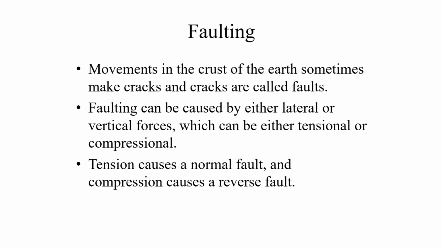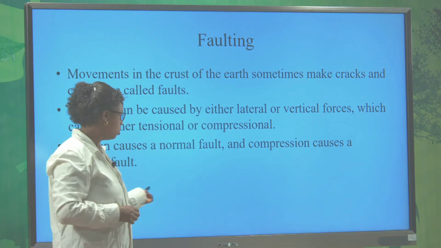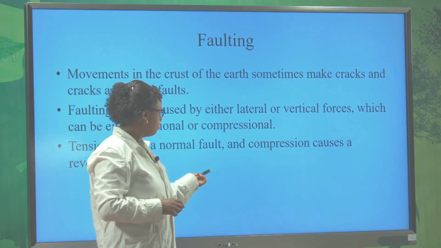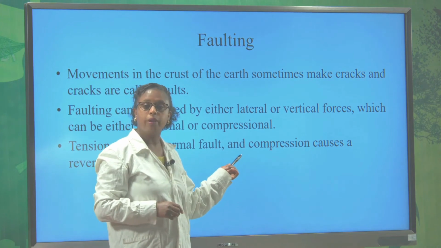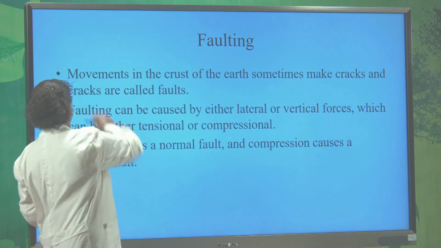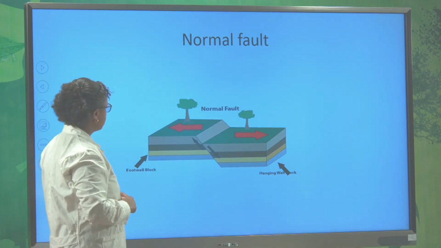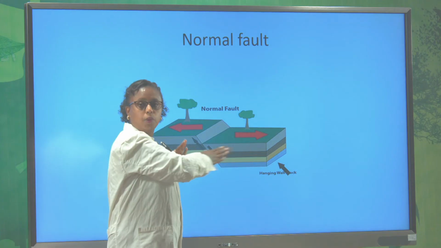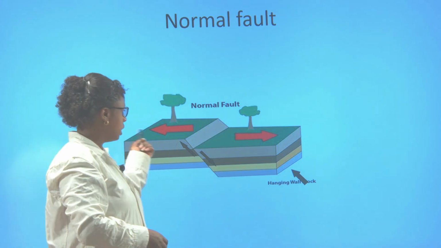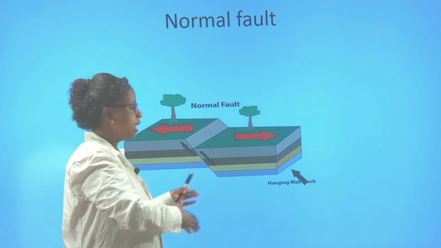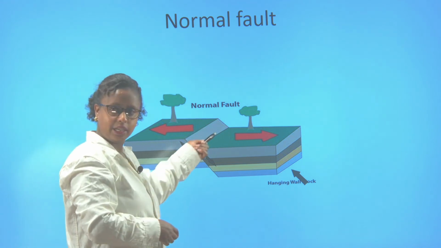When the faulting is created because of the tensional force, we call it normal fault. When the faulting is created because of compressional force, we call it reverse fault. Here is the picture, the reverse and normal fault. This is the force moving in the opposite direction, one to the left, the other to the right. Because of these two opposite movements, there is a crack created here.